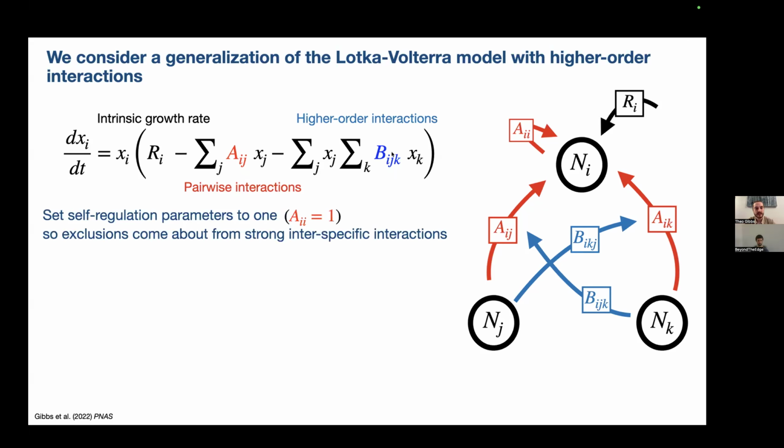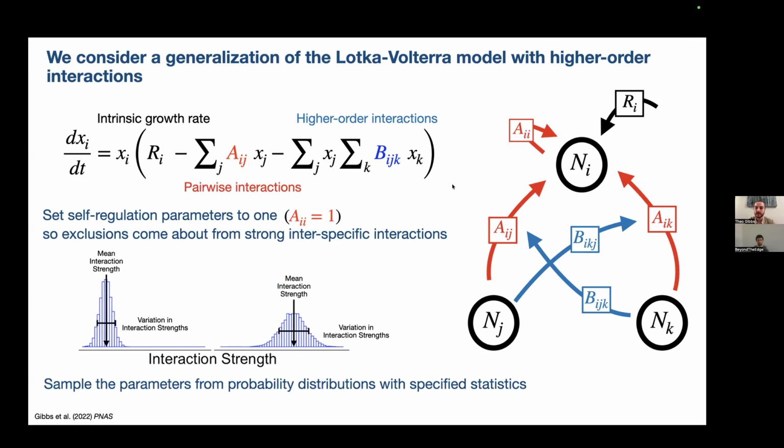So throughout the talk, I'm just going to set the self-regulation parameters to 1, these a_ii parameters, just to set an intrinsic scale for the abundances. And that means exclusions, species that are being sent to 0 or very small density, are going to come about from strong interspecific interactions. And to choose those parameters, I'm going to take what's now a classic approach in this field, motivated by this Robert May work, which is to sample them from probability distributions with specified means and variances.